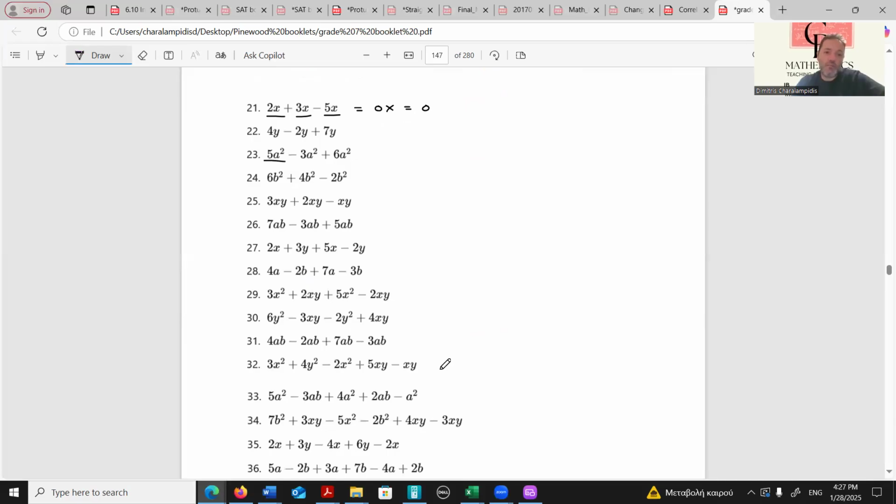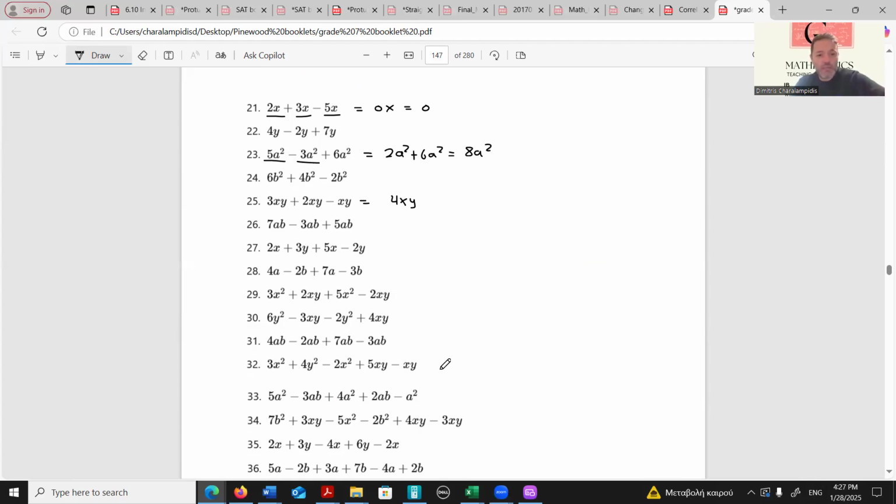5a squared minus 3a squared, they are like terms, so they can be reduced to 2a squared plus 6a squared is 8a squared. 3xy plus 2xy, 5xy, minus xy, 4xy.